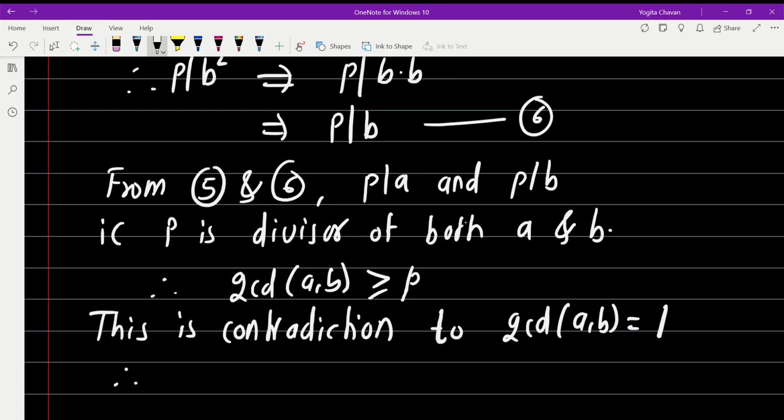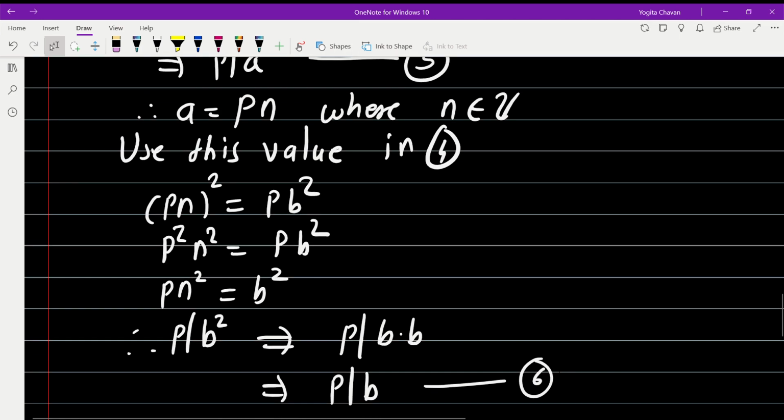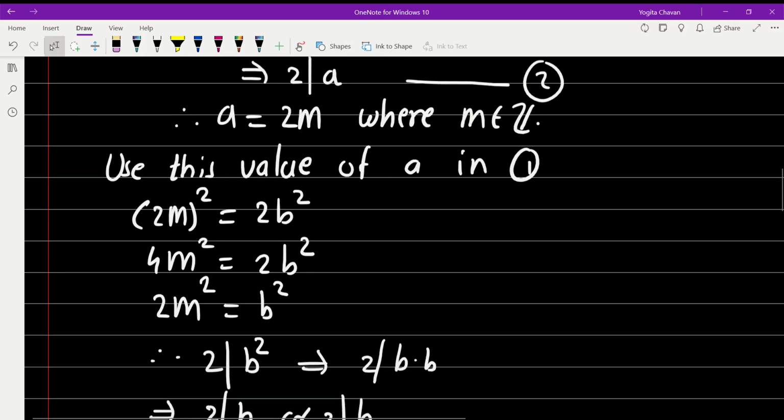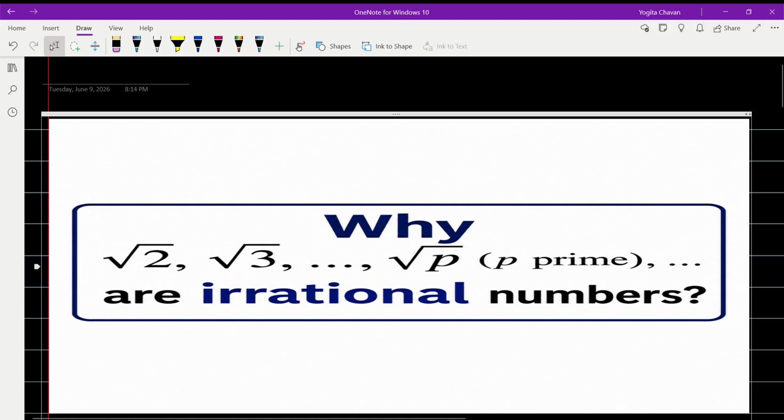And therefore root p is an irrational number. So if p is any prime number, then root p is guaranteed to be an irrational number. So in general, root 2, root 3, continuing up to root p, are all irrational numbers.